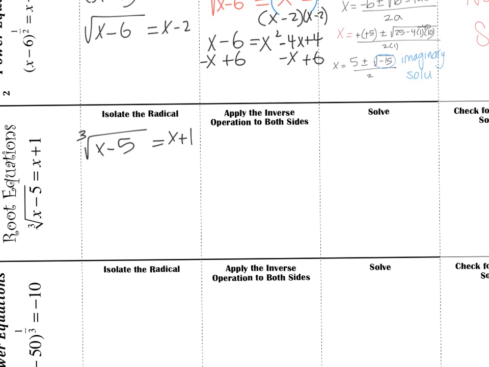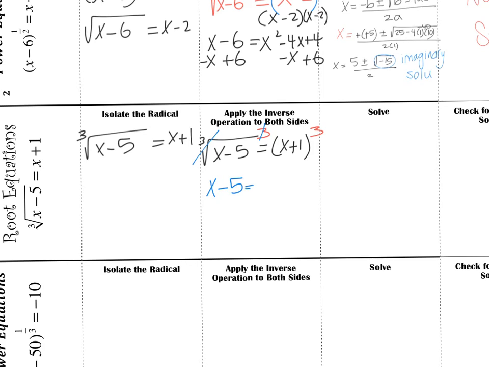Now to apply the inverse operation, it means I need to get rid of the radical. Now before with the square root function, I had to do what? I had to square both sides to get rid of the radical. But here, since the index is a 3, to get rid of the cubic root, I have to cube both sides of the equation. Okay? So the cube and the cubic root will cancel each other. So I will end up having x minus 5 on one side of the equation.